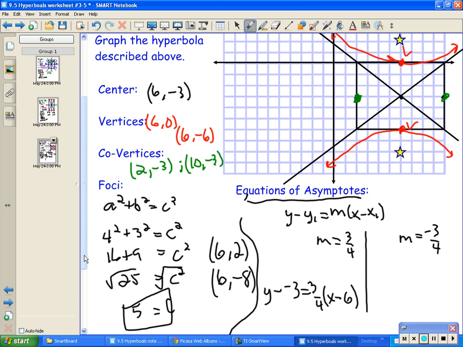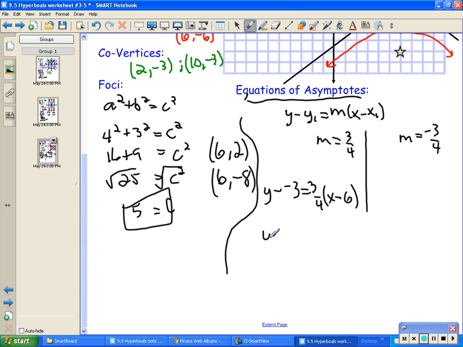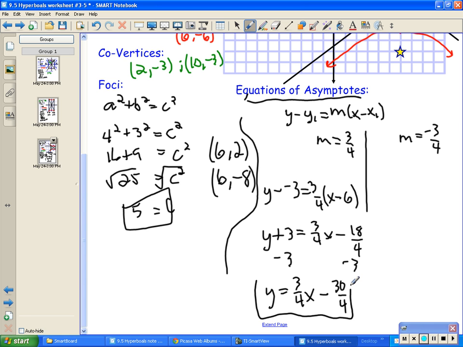Okay, so we can simplify this a little bit. This is going to end up being y plus 3 equals 3/4 x minus 18/4. And then we can subtract 3 from both sides, and we get y equals 3/4 x. And let's see, this would be 12/4, so altogether we're at minus 30/4. Okay, so this is the equation of the positively sloped asymptote line.